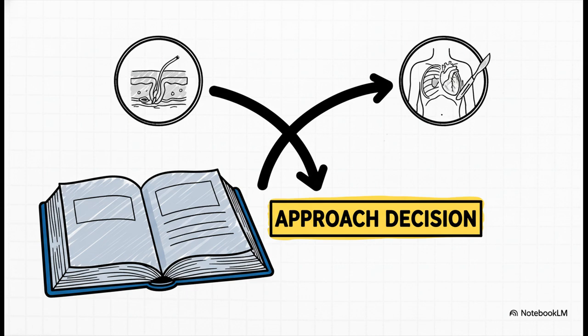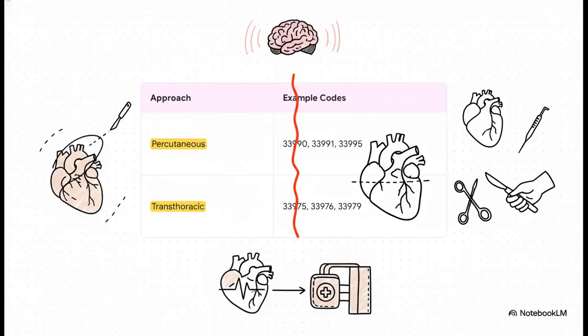The CPT codebook literally splits the insertion codes into two totally separate groups based on whether it was percutaneous or transthoracic. Now check this out. This slide shows you just how clear that separation is. Over on the left, you've got the codes for percutaneous placement, like 33990. And on the right, you've got the codes for the surgical transthoracic approach, like 33975. As a student, this is one of those things you just gotta lock in. These two code families do not mix and match when you're coding the initial insertion.